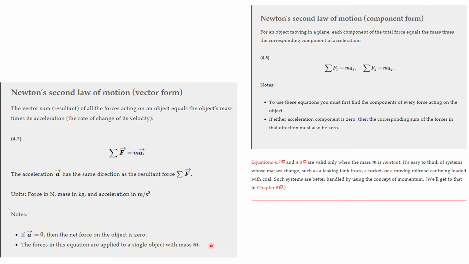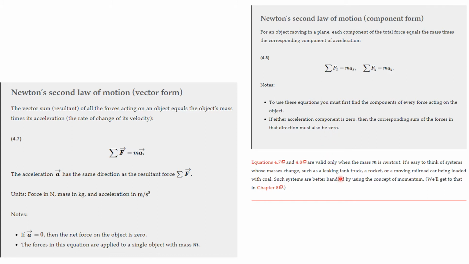And the forces in this equation are applied to a single object with mass m. Now, this is true for the components as well. So the net force in the x direction is equal to ma in the x direction, and the net force in the y direction is that. So often we can do solving vector problems by components, which is what we've done almost every time in this class. To use these equations, you must first find the components of every force acting on the object, and if any acceleration component is 0, the corresponding sum of the force is also 0.